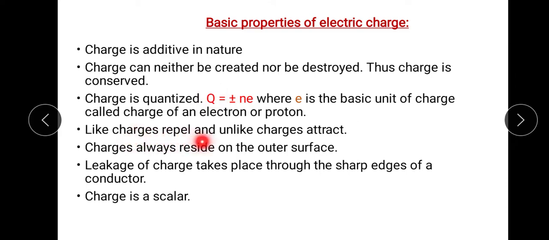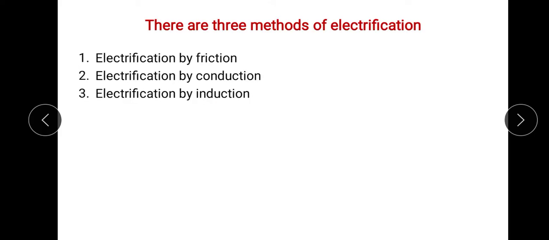Next, like charges repel each other and unlike charges attract each other. Charges always reside on the outer surface of a conductor. Leakage of charge takes place through the sharp edges of a charged conductor. And charge is a scalar quantity. So these are the properties of electric charge. At least you should remember 3 of them in order to write your examination.